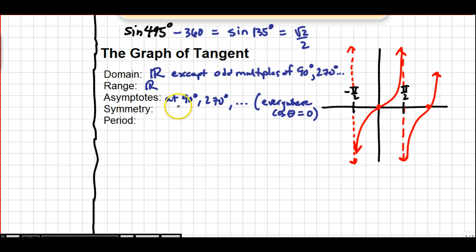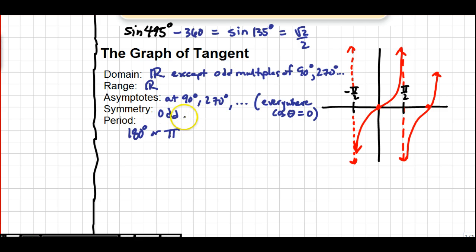Since this graph bears a lot of resemblance to the cubic graph, its symmetry is indeed odd. The period for this graph, while it is not a sine wave, it doesn't have the same shape as cosine and sine, it is periodic in that it does repeat every 180 degrees, or if you said it in radians, you'd say every pi radians.